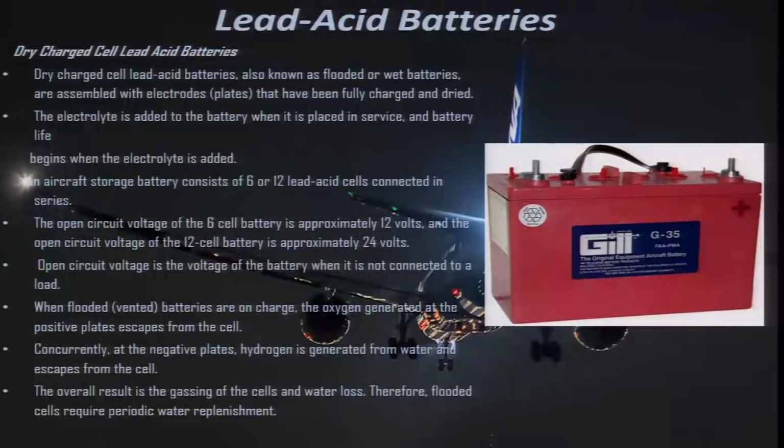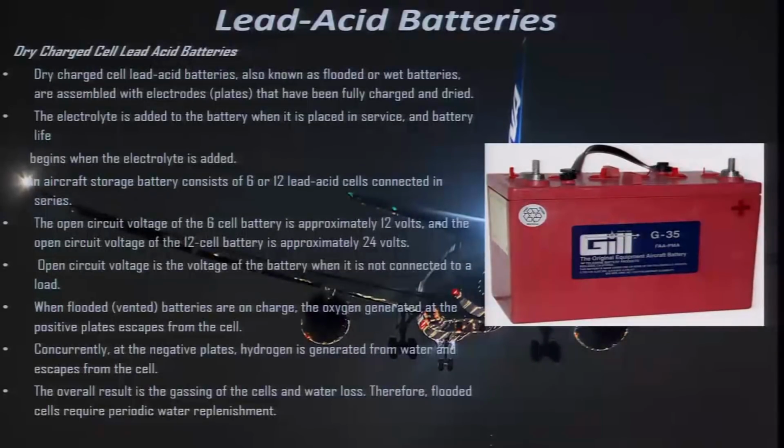Now, coming to lead acid batteries, dry charge cell lead acid batteries. They are also known as flooded or wet batteries. They are assembled with electrodes or plates that have been fully charged and dried. The electrolyte is added to the battery when it is placed in service, and battery life begins when the electrolyte is added.